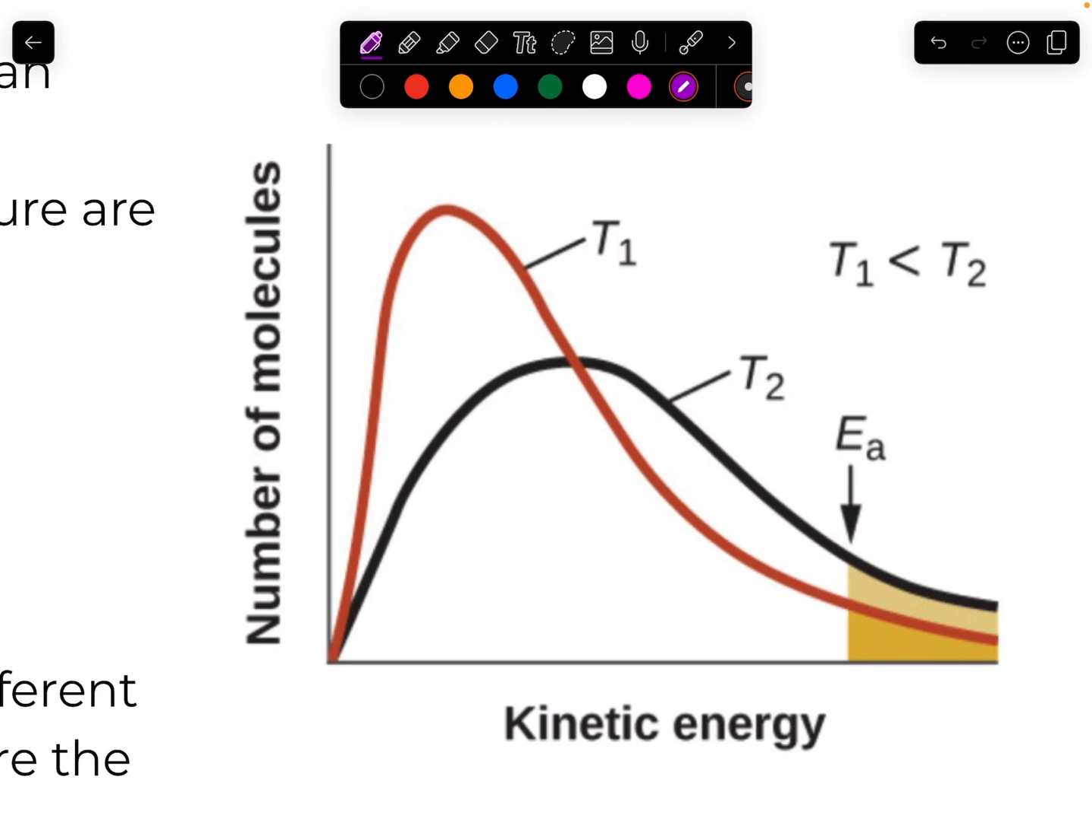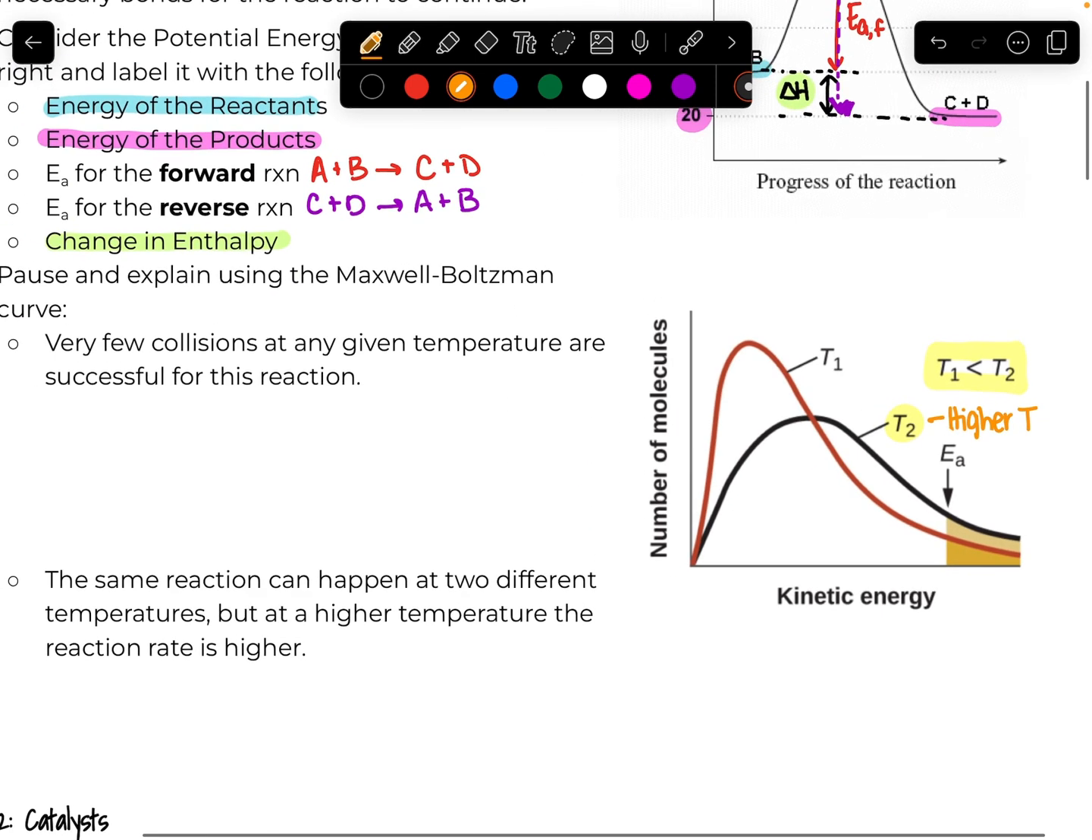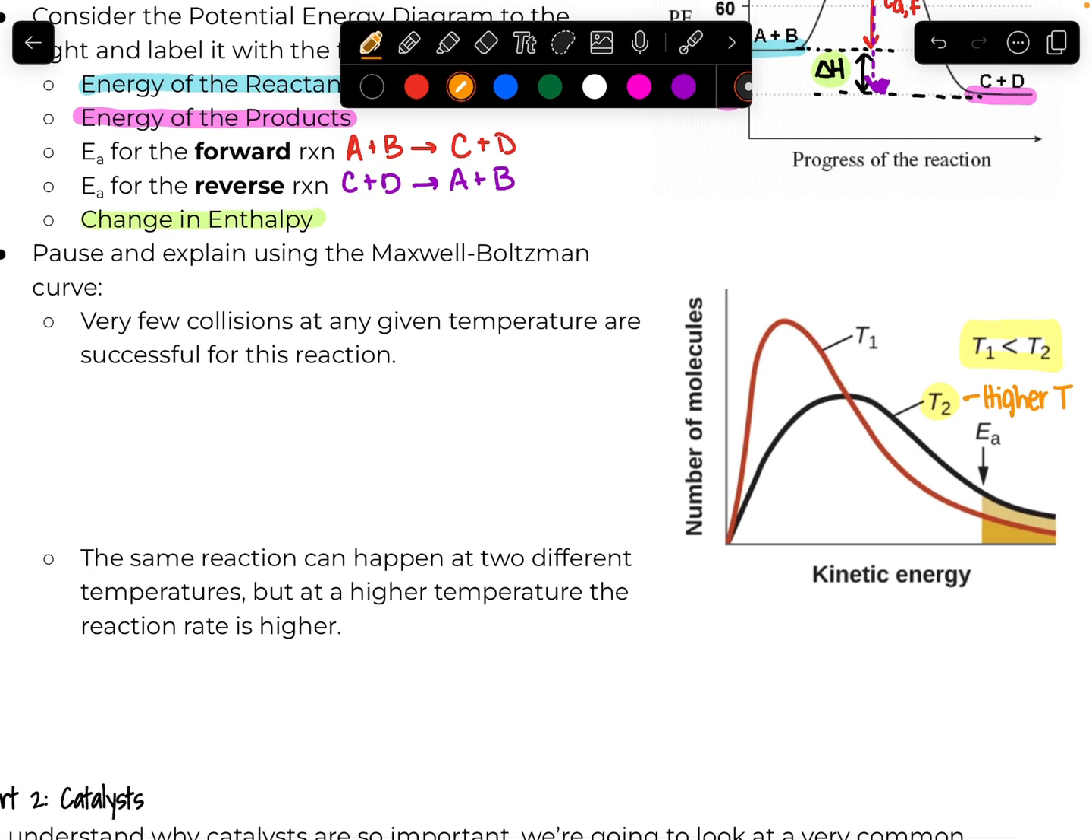So the red line represents temperature 1, the black line represents temperature 2, and we're told that temperature 1 is less than temperature 2. So what does that mean about T2? This is our higher temperature. We don't know if it's high. All we know is that it's the higher temperature curve. Okay, so now that we've got the basic ideas about that, let's take a look at what the question's asking.